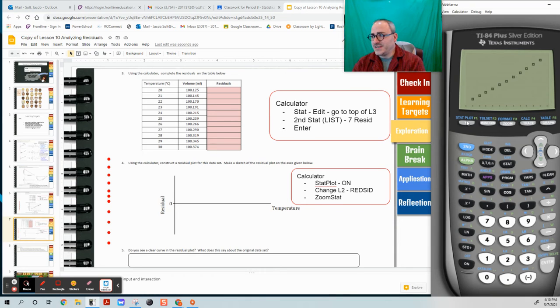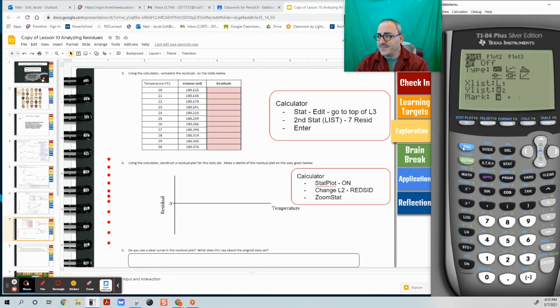So if I remember, I pressed graph, zoom stat to get to the scatter plot, but I want a residual plot now. I'm going to use technology. That's that first learning target, using technology to construct a residual plot. Here goes. Second, stat plot. I'm going to go back into the stat plot menu. Press enter. This time I want to change the Y list. I want to change it to resid.